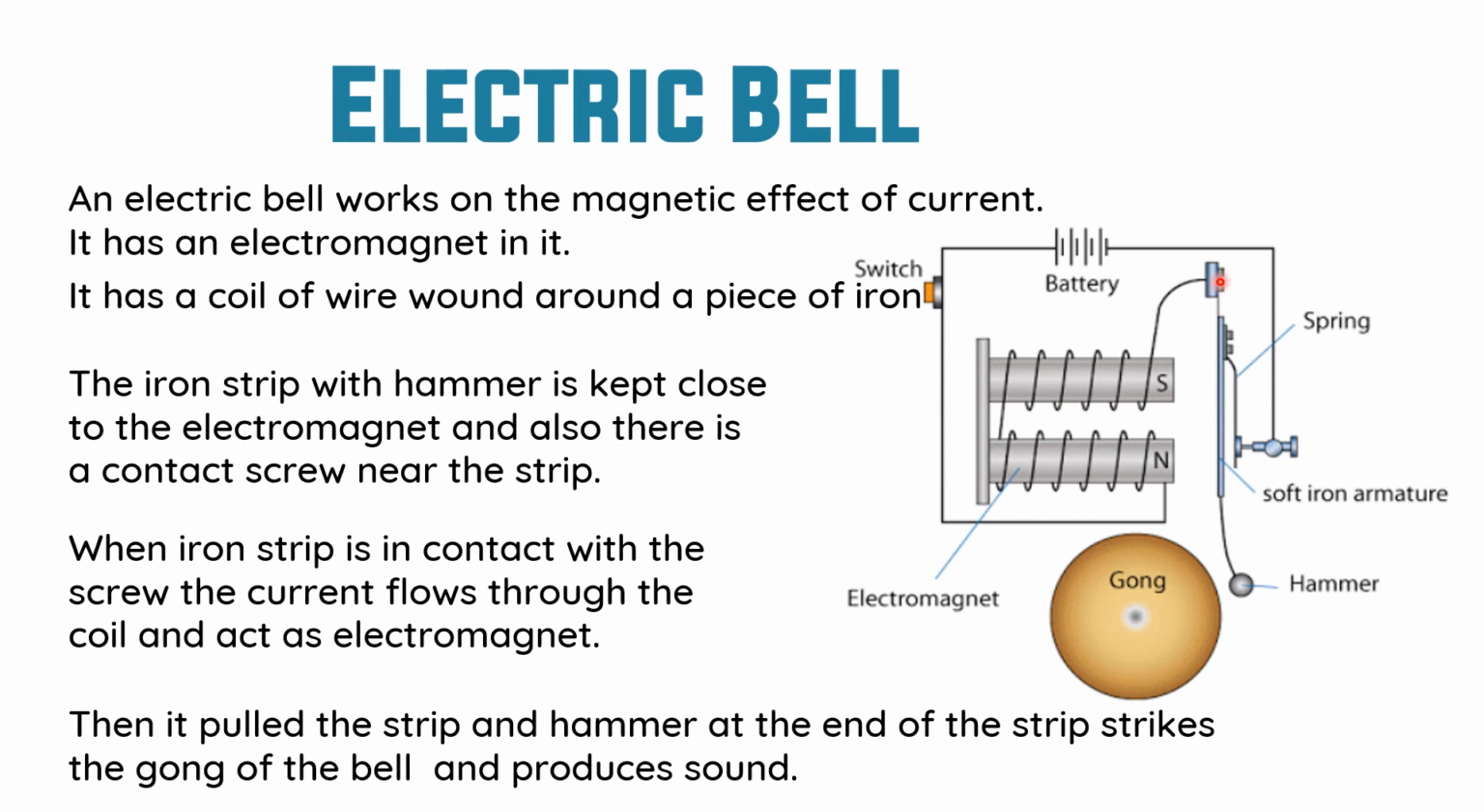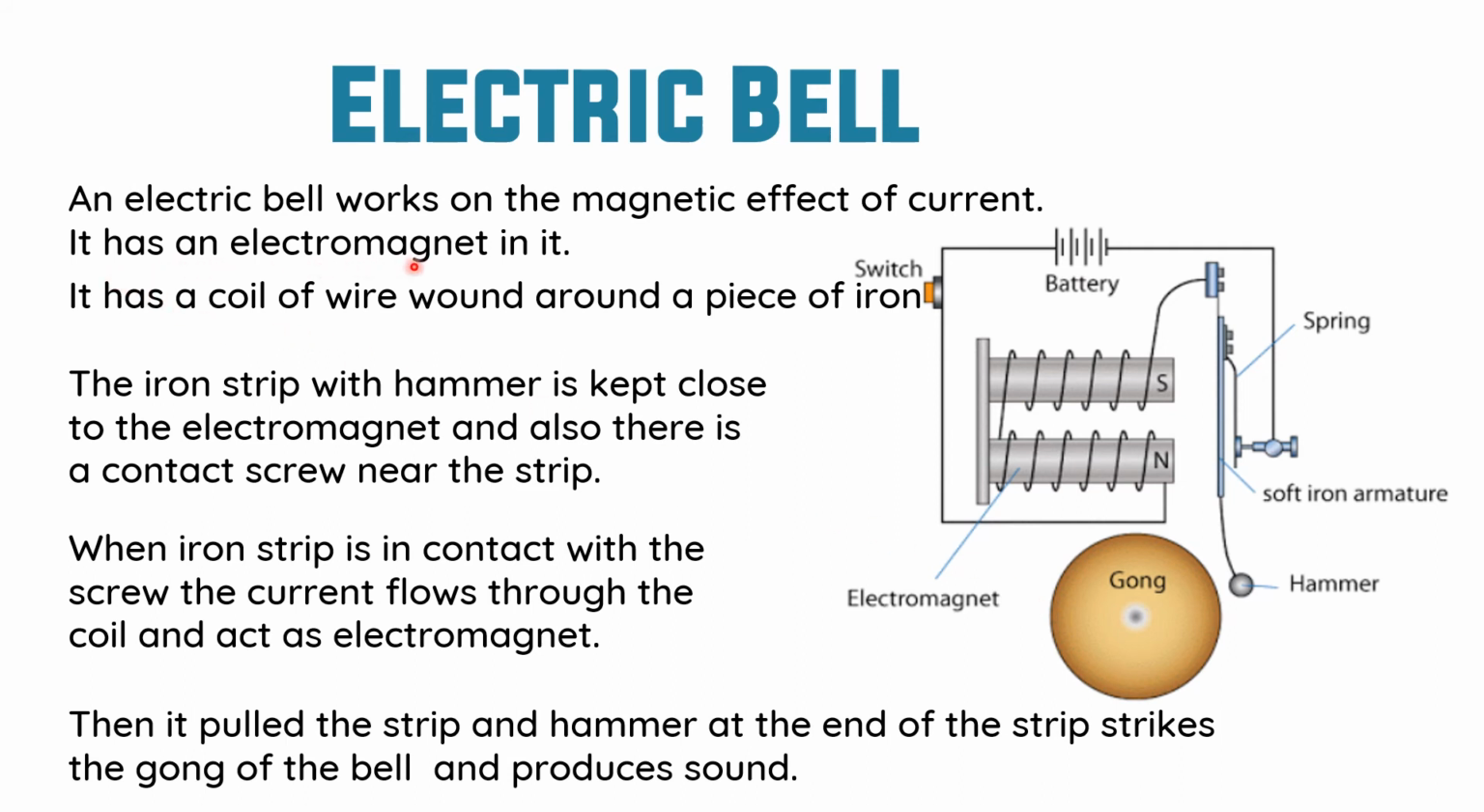And this electromagnet is attached to an iron strip. Here is one iron strip, and that is attached to a screw. Can you see one screw here? And at this end of the iron strip there is one hammer, and here one metal gong. This is called the gong. Okay, now we will see.